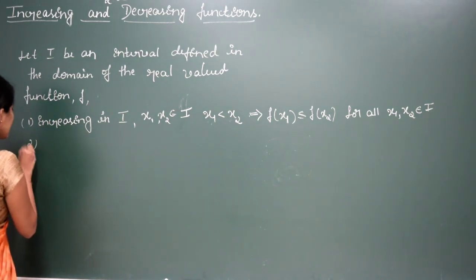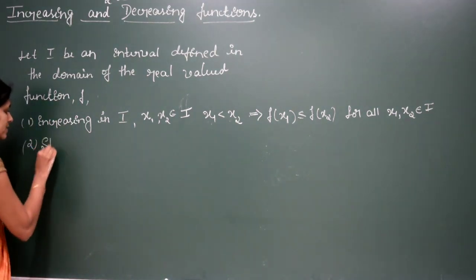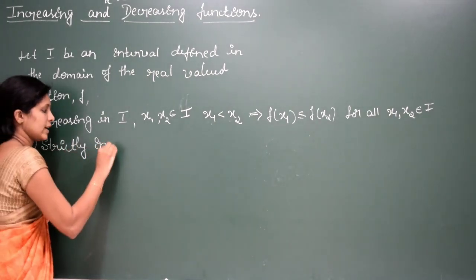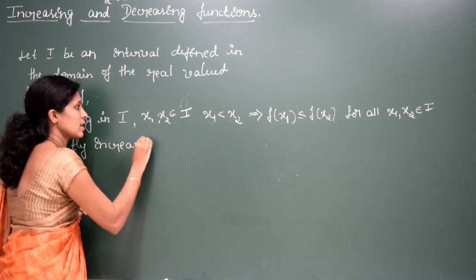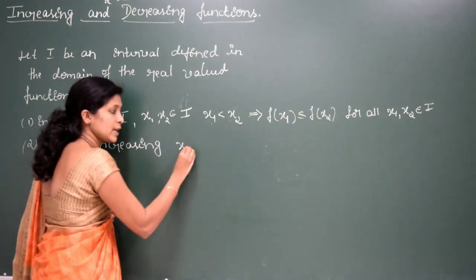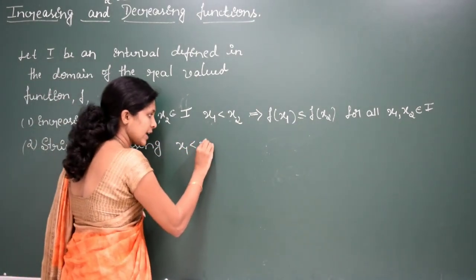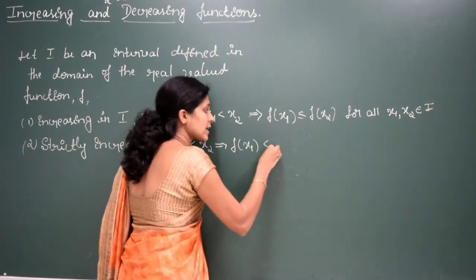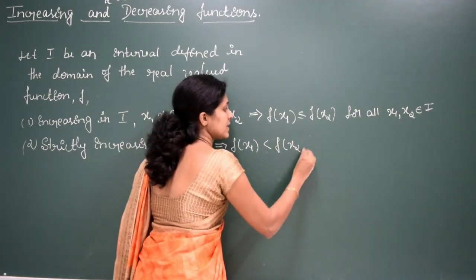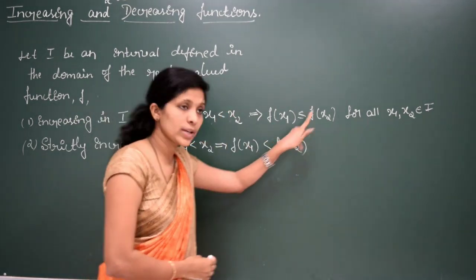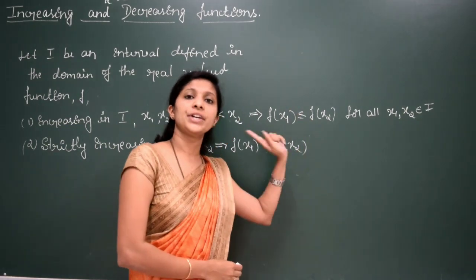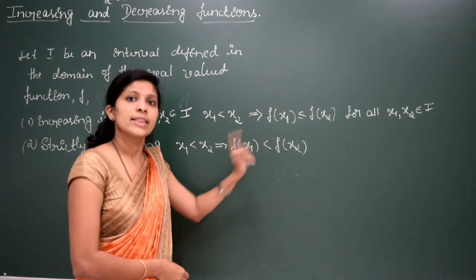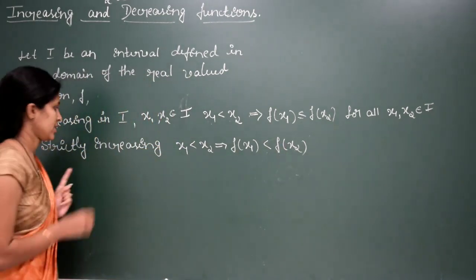Second one, to say the function is strictly increasing. Is it clear? If x1 is less than x2, it implies that f of x1 is strictly less than f of x2. Is it clear? If it is f of x1 less than or equal to f of x2, then we can say that it is an increasing function. If it is f of x1 strictly less than f of x2, then it is a strictly increasing function. Is it clear?